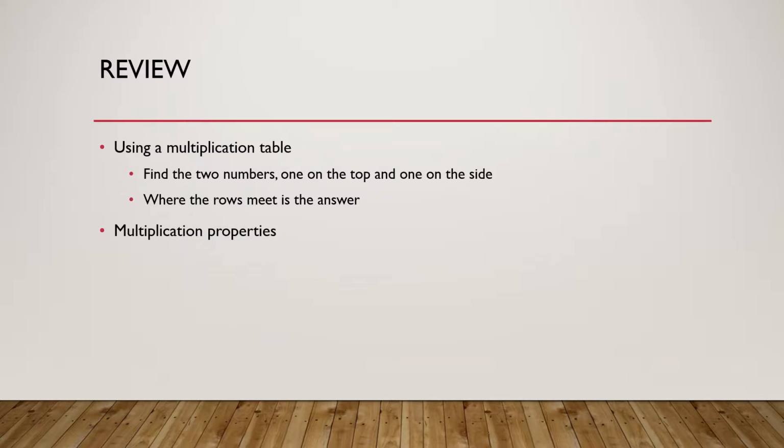We also talked about three multiplication properties. Commutative means you can switch the two numbers you're multiplying around and the answer will stay the same. The zero property means that anything times zero is zero. And the identity property means anything times 1 stays the same.